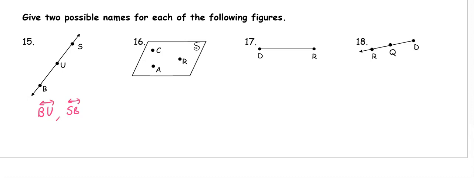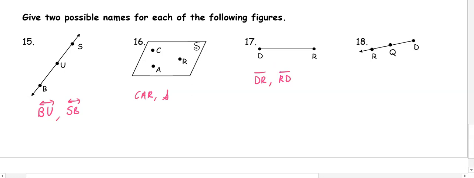In 16, we have a plane. So in a plane, you can name it with three letters. So we can name it CAR, or you can name it with a cursive letter. So we can name it with that cursive S that's in the corner up there. In 17, this is a segment because I have a start and end point. So your start and end point must be the two letters you use, but the order does not matter. So we can have DR or RD with our segment bar above it.